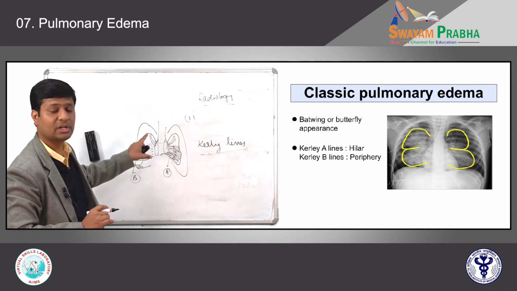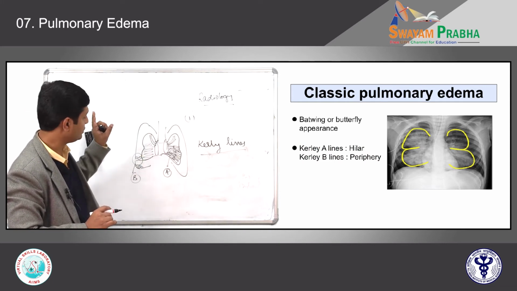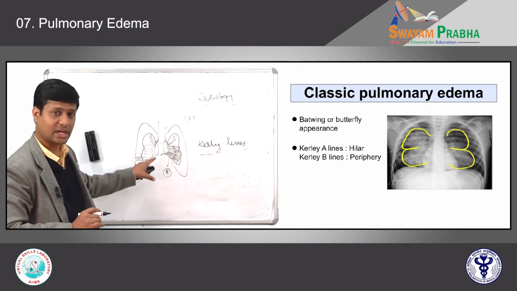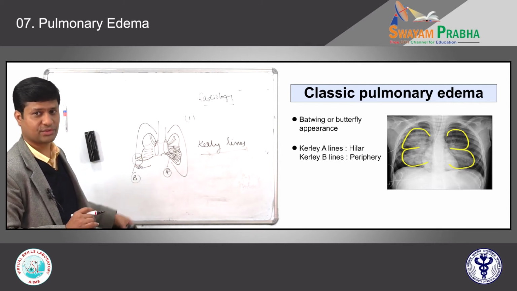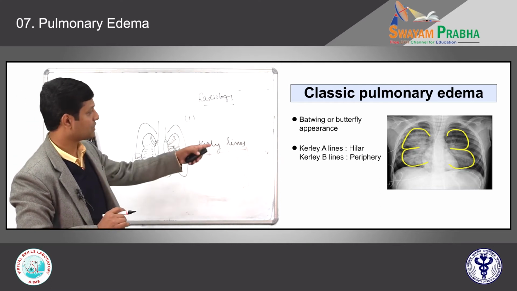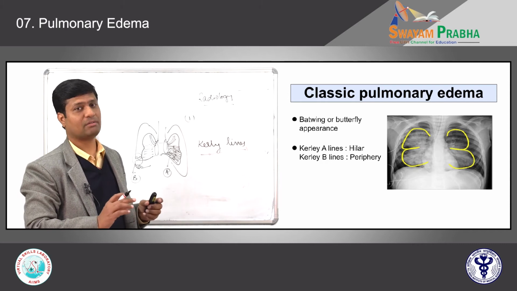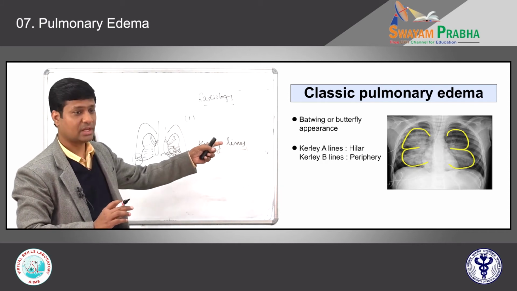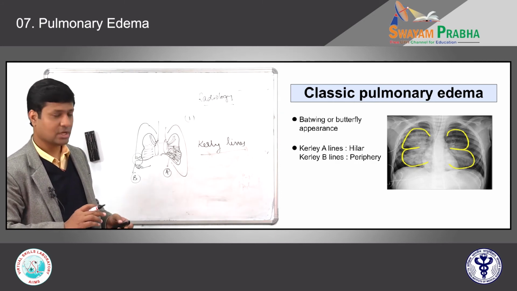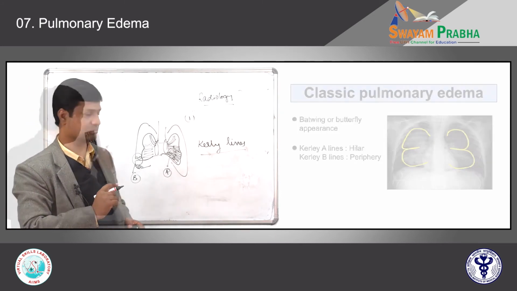All of you will learn in detail when you have radiology postings, but for now these important radiological signs are sufficient to say it is a case of pulmonary edema, right? You can see the picture, how they have mentioned the bat wing sign or butterfly appearance on chest radiology, usually seen in pulmonary edema.